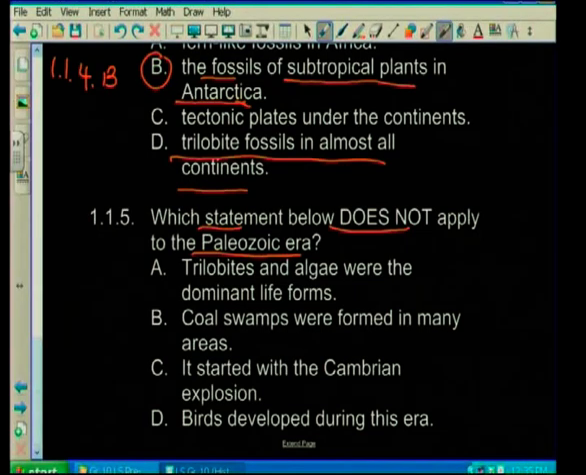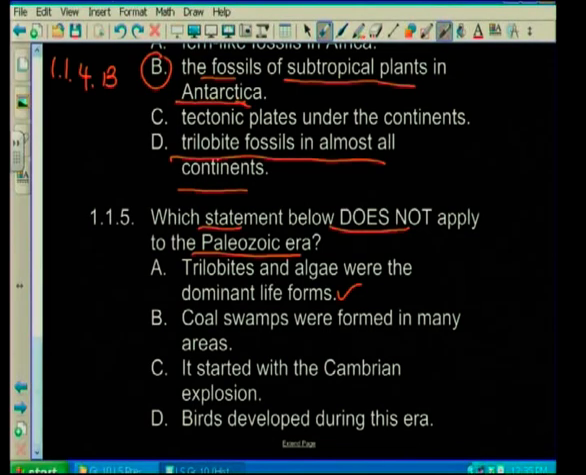Trilobites and algae were dominant life forms. Yes, there were trilobites and algae in the Cambrian explosion, which was part of the Paleozoic. Remember, your bacteria and fungi were part of the Precambrian. But once the Cambrian started, which was the beginning of the Paleozoic era, there were algae and trilobites. So it is characteristic of the Paleozoic era. Therefore, we can tick it.